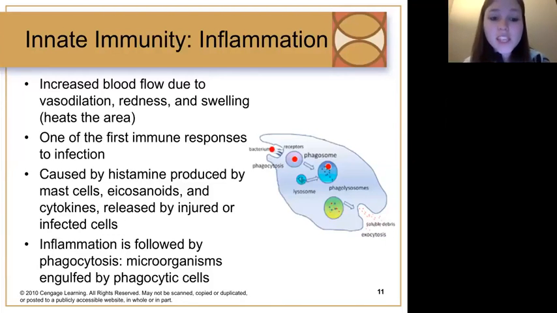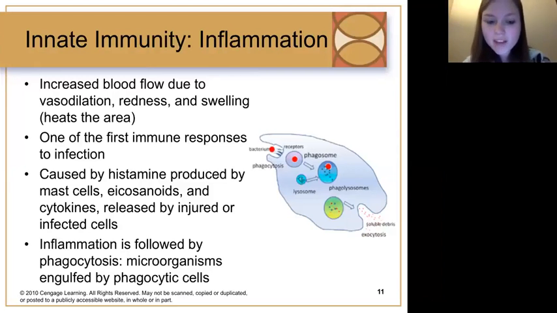So this increased blood flow and inflammation is one of the first immune responses to infection, and it's caused by histamine that's produced by mast cells, which is just another type of immune cell, eicosanoids, and cytokines that are released by injured or infected cells. Like I said, when those cells recognize that there's a pathogen, they're going to start a cascade of events, and that's going to cause all of these different cells to release these different compounds that are going to trigger this inflammatory response. So inflammation is then followed by what's called phagocytosis.